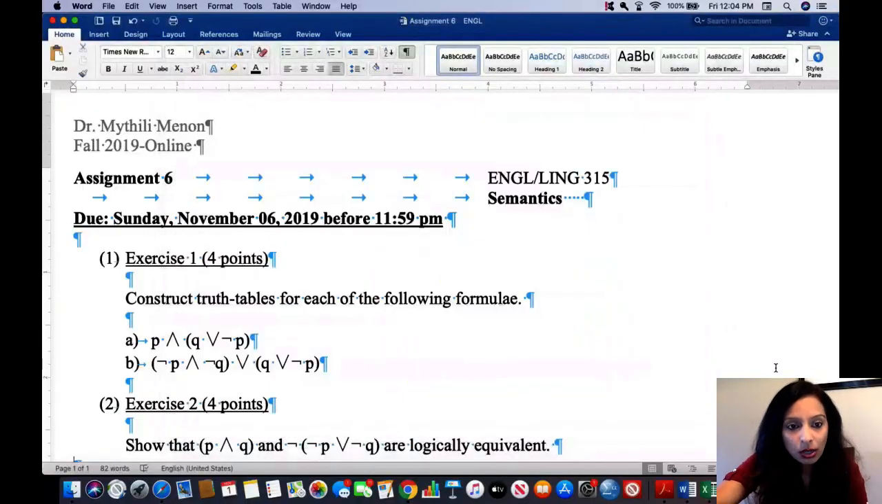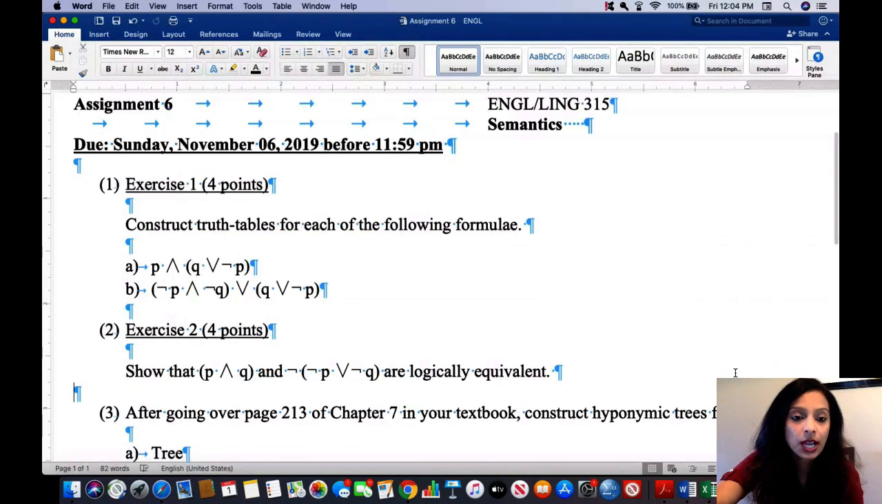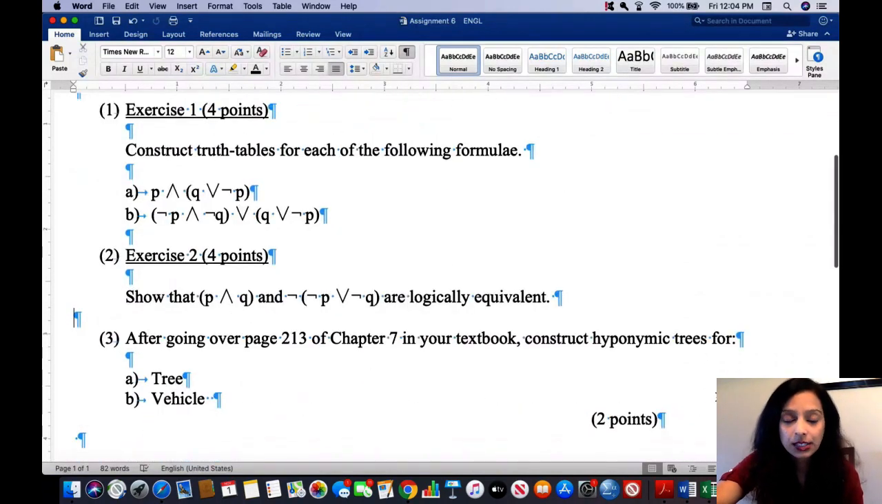So this is a quick walkthrough of your assignment 6 that's due on November 6th before 11:59 p.m. You have three exercises for this assignment. The first one is to construct truth tables for each of these formulas.